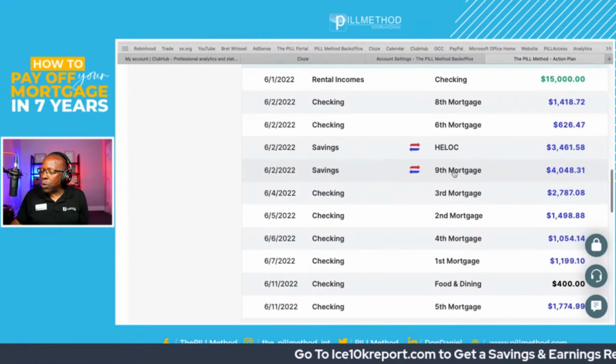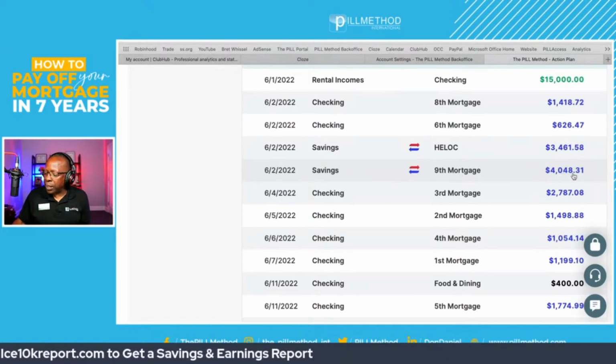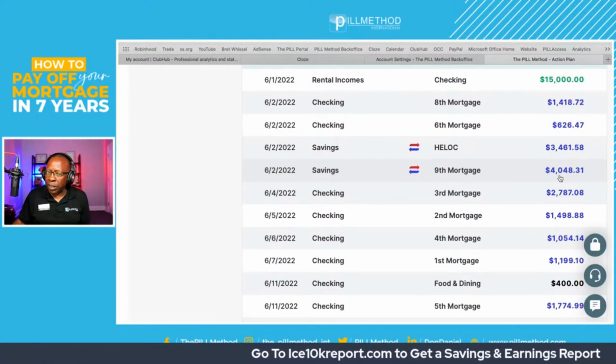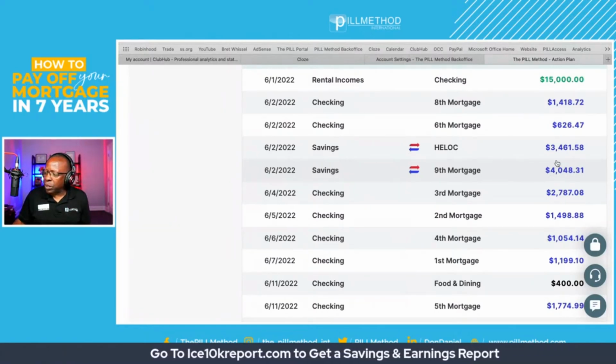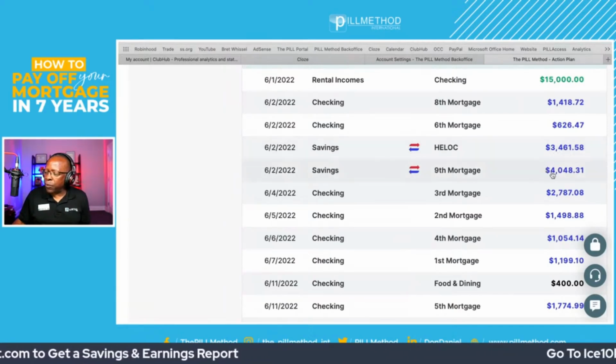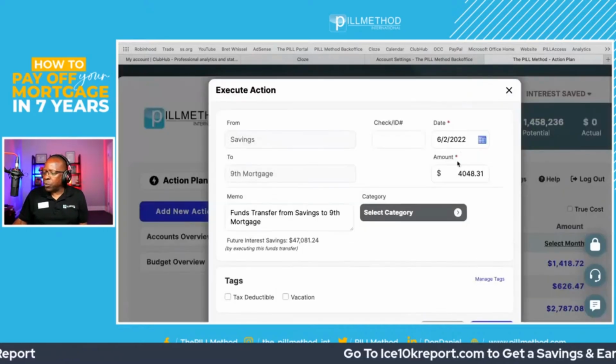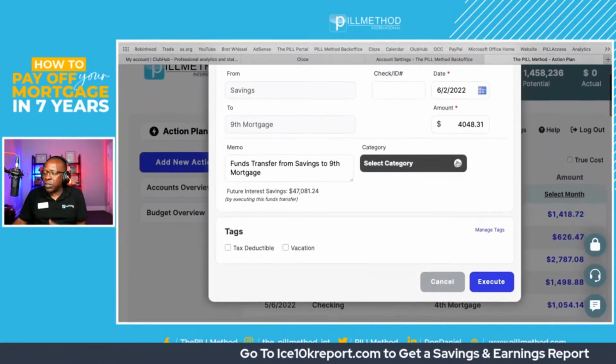Wow. So we're going to put $4,048.31 on mortgage number 9. We have a lot of money in the bank, but it says we're only taking out about $7,000 of it: $3,400 on the HELOC and $4,000 on mortgage number 9. Look at what it does when you do that. I need you to see this, folks.